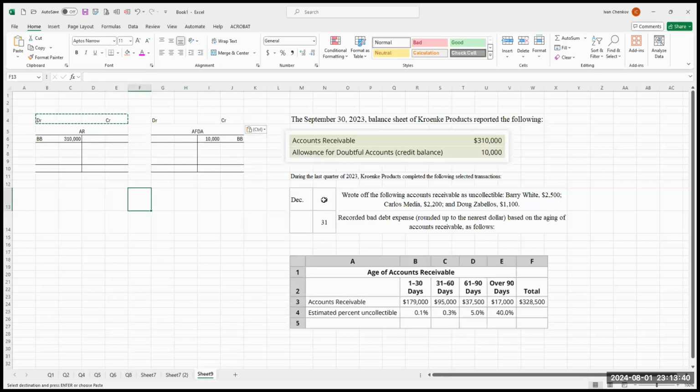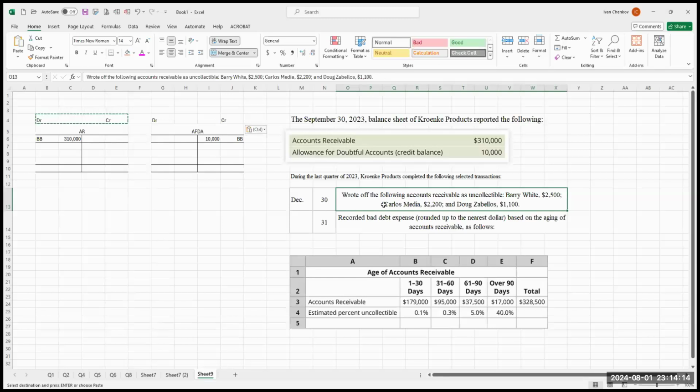So what do we have to do? The requirement from this question is first to record the transaction for the journal entry, then open allowance for doubtful accounts in 3 columns, and then some other crazy stuff. Most of those requirements are not going to appear for you. The only thing that I'm going to ask you is to journalize the journal entry and come up with the bad debt expense. So first, on December 31st, we wrote off the following accounts.